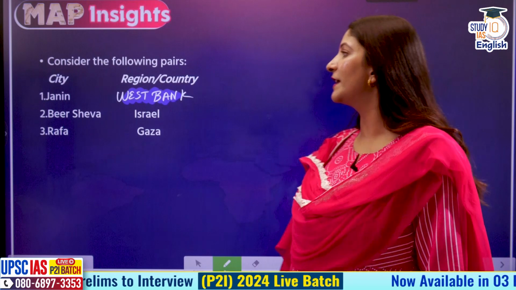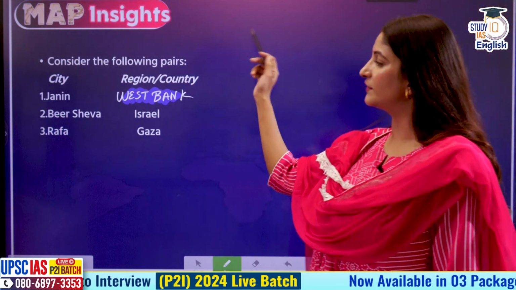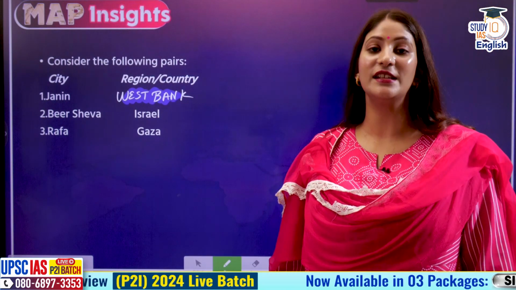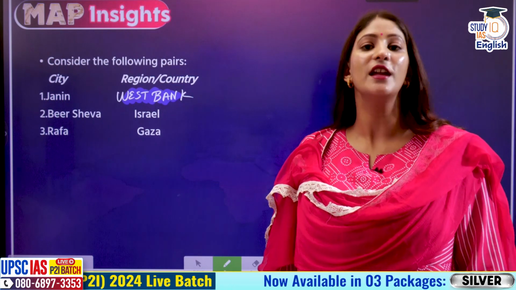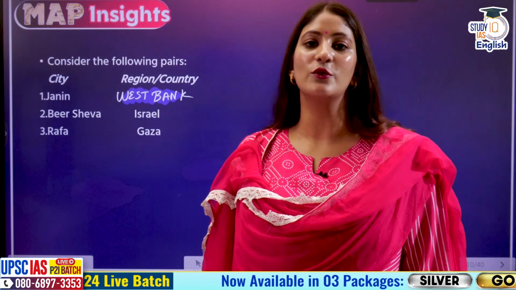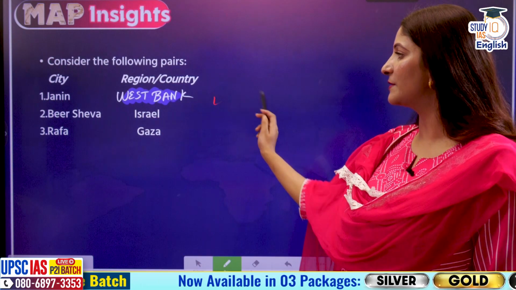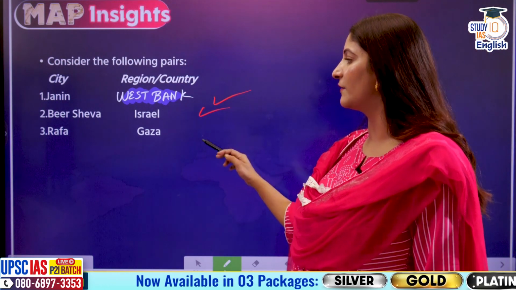So let's move on to the next question. We have to match the city and the region or the country they belong to. These regions have been in the news. That is why UPSC is going to expect you to know about it. So Jenin, West Bank, Beersheba, Israel, Rafah, Gaza.